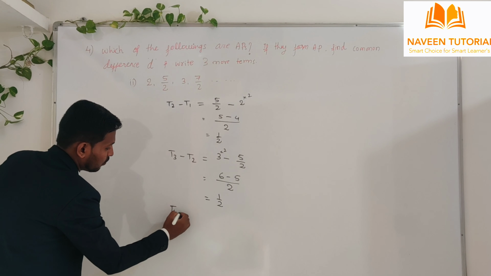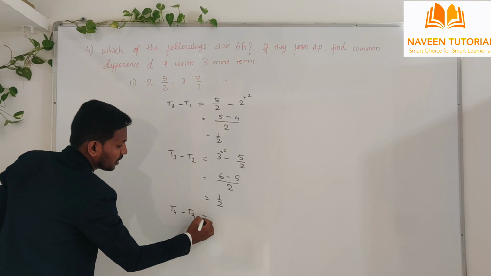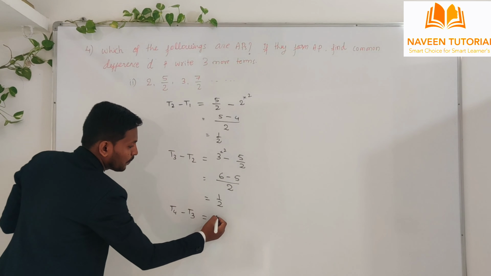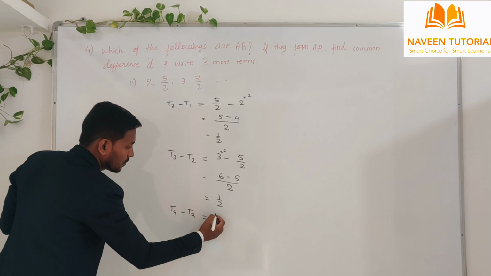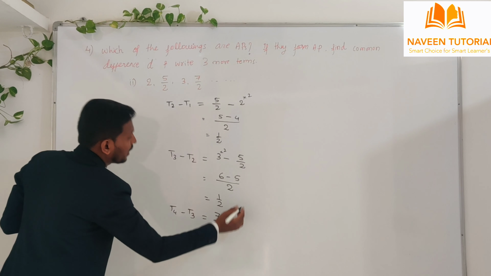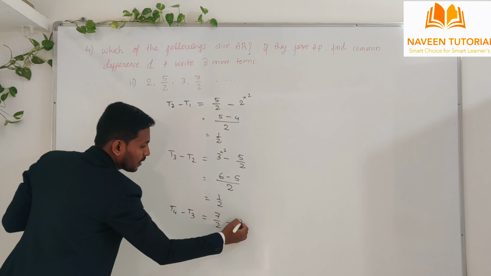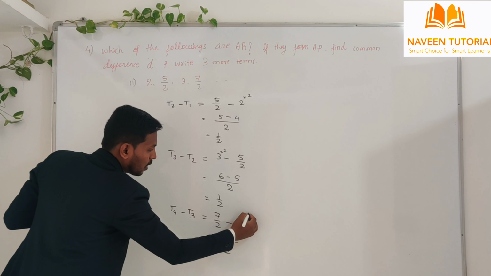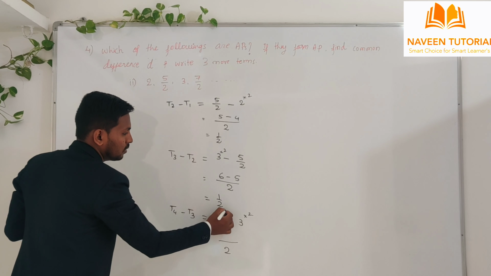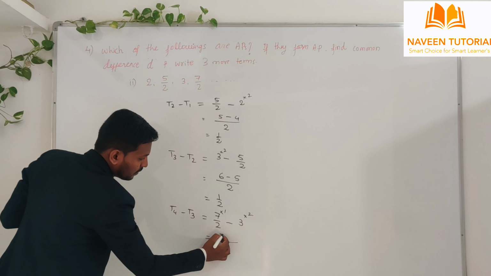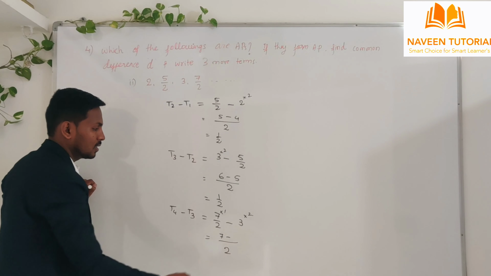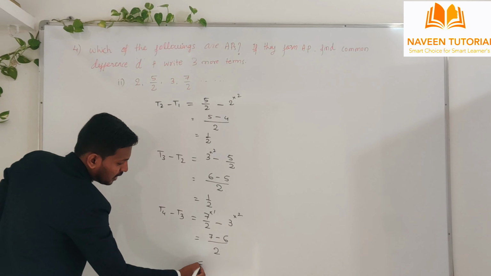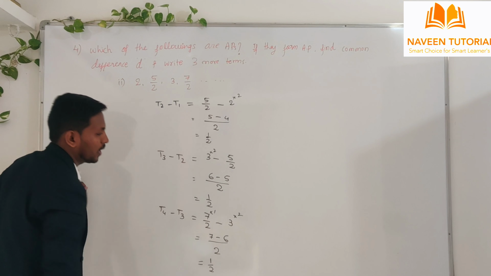Then T4 minus T3. The T4 value is 7 by 2 minus 3. Now take the LCM, which is 2. So here you have to go with 2 and here with 1. So 7 ones are 7 minus 3 2s are 6. That is also 1 by 2.